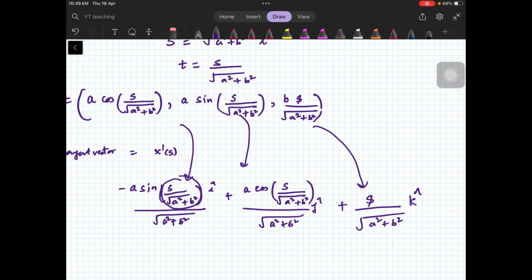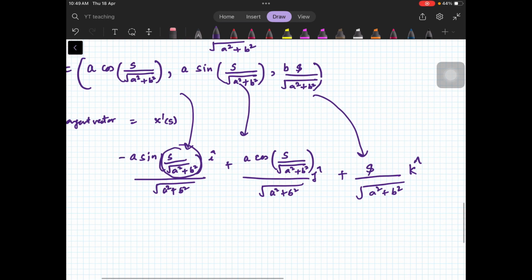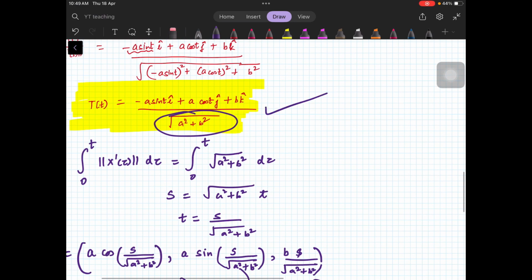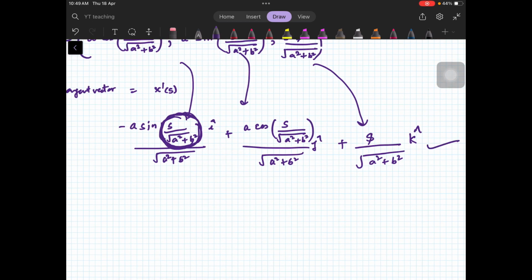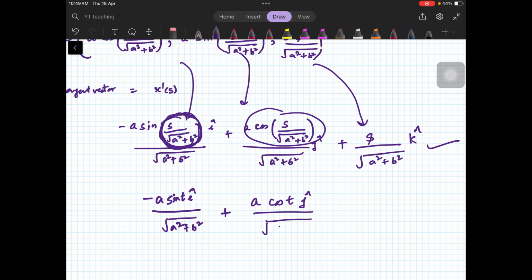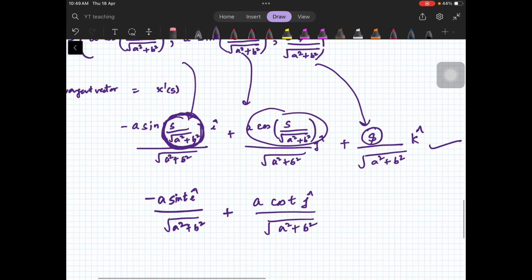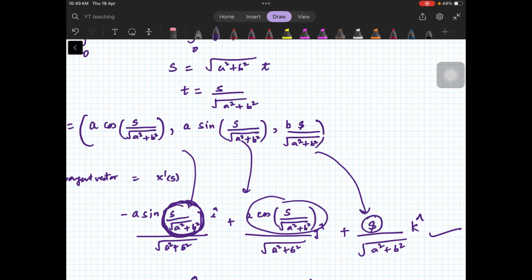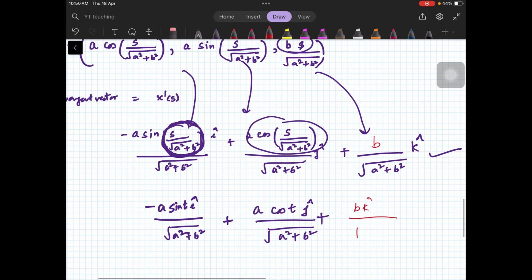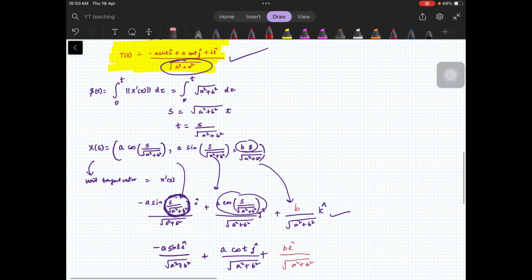Now, using the definition, this is nothing but t. We want to match this vector with the earlier one. So this is minus a sin t i cap upon the square root of a squared plus b squared, plus a cos t j cap upon the square root of a squared plus b squared. Just a minute, we made a mistake here. If you differentiate with respect to s, we should get a b here. So this is b k cap upon the square root of a squared plus b squared. Now you can match these two vectors, they are equal.